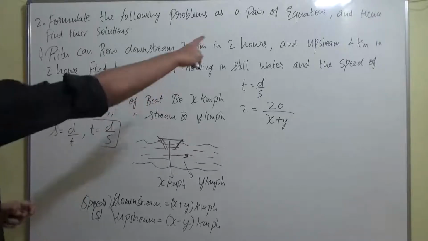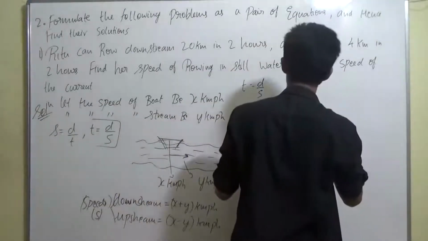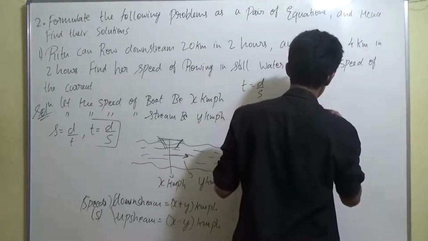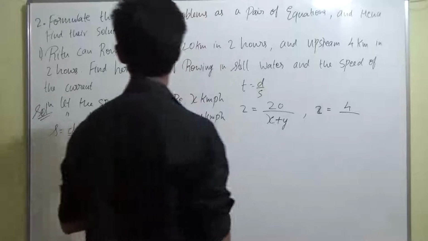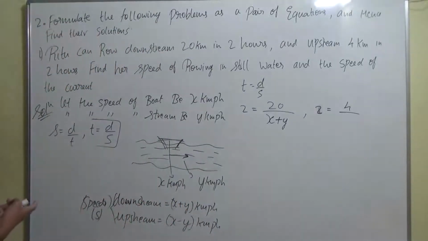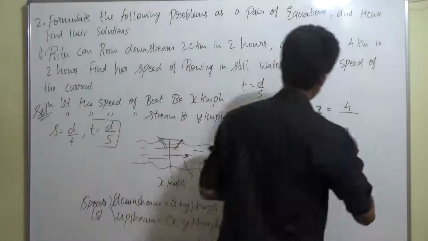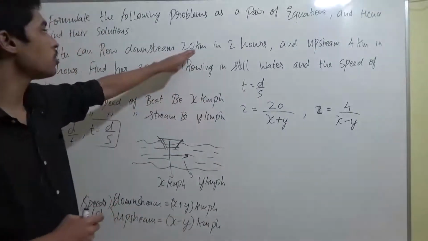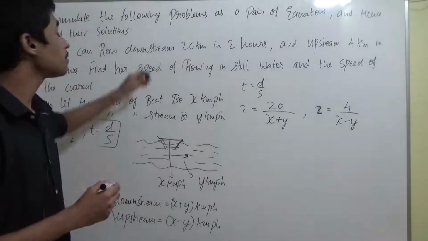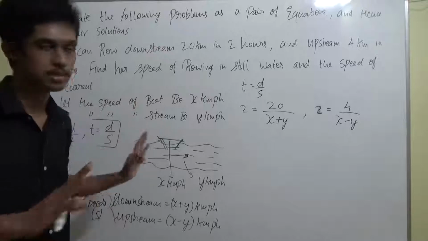And for upstream, 4 kilometers in 2 hours. So for upstream, for 4 kilometers, it takes 2 hours. Yeah, it's correct. So it is x minus y. The only change is x minus y. Sorry. For downstream it takes 2 hours for 20 kilometers, and in upstream it takes 2 hours for the 4 kilometers. It's simple, guys, right?